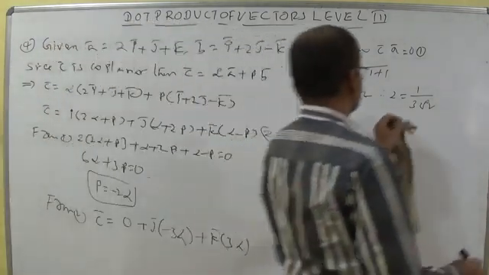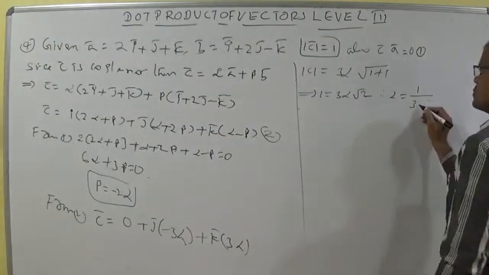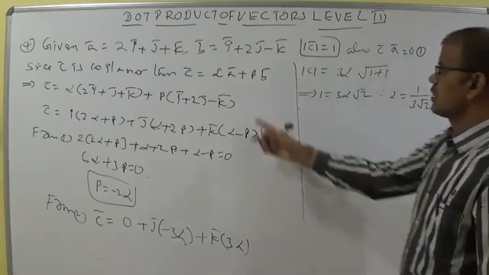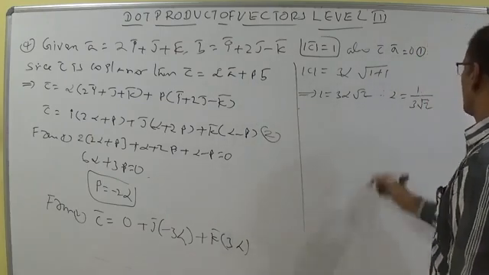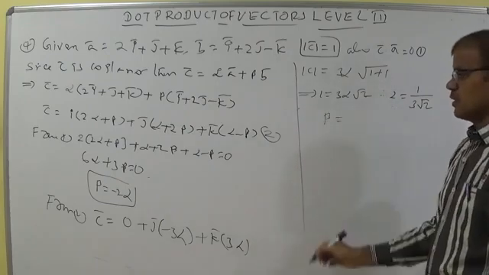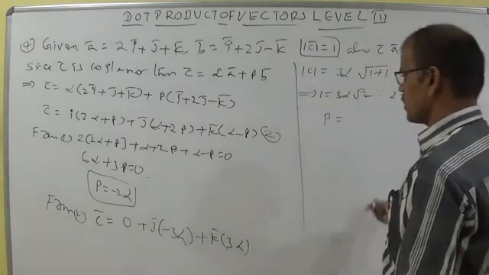Whenever alpha is equal to 1 by 3 root 2, you substitute the value and you will get the answer. C bar we took as alpha A bar plus beta B bar. Alpha is equal to 1 by 3 root 2 we got. Now, what is the value of beta?